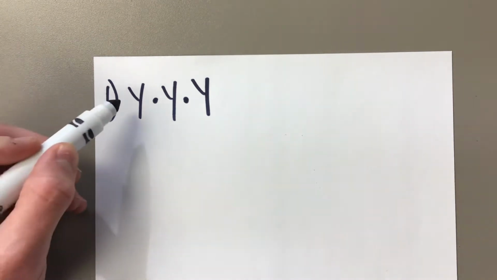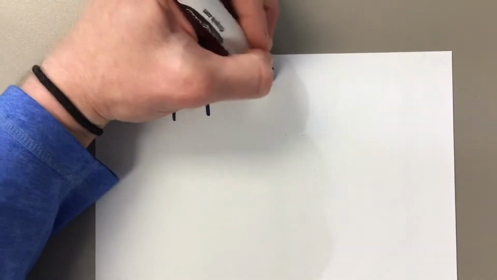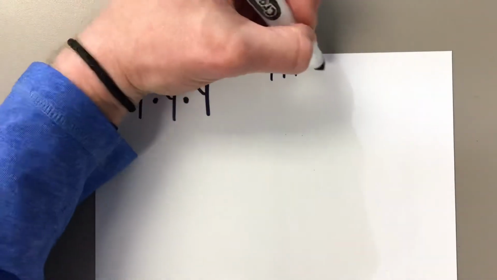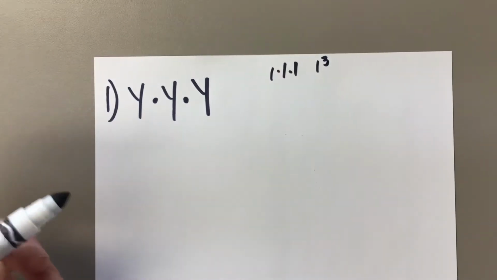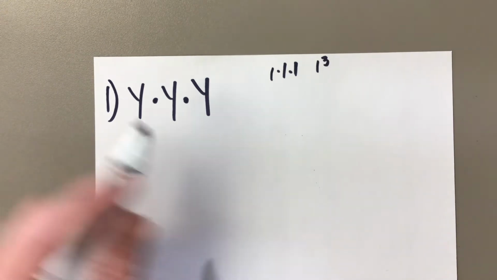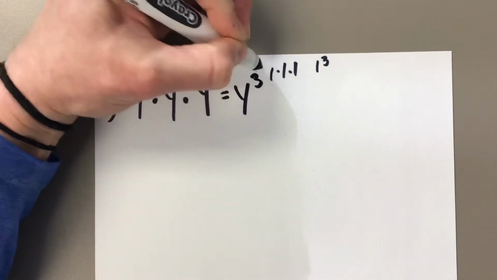So in this one we have y times y times y. Think of it like if we had 1 times 1 times 1. We know that would be 1 to the third power, right? So the same thing applies to variables. If we have y times y times y, that is going to equal y to the third power.